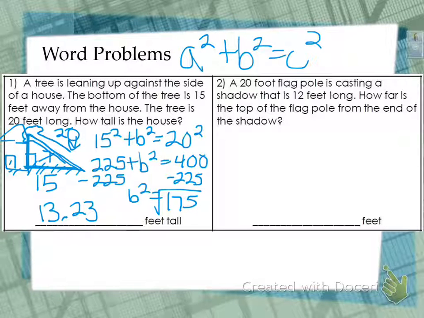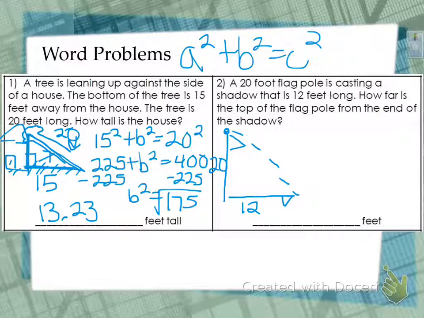As I continue on here, looking at number 2, a 20-foot flagpole is casting a shadow that is 12 feet long. How far is the top of the flagpole from the end of the shadow? So if I have a flagpole, draw a flag up here. The flagpole is 20 feet tall. It says the shadow is casting, so I'm going to draw a shadow of a flagpole like it would be coming down here. The shadow is 12 feet long. How far is the top of the flagpole to the end of my shadow?